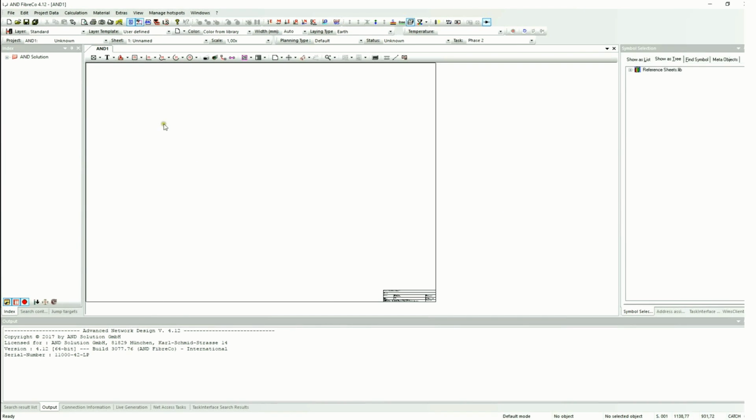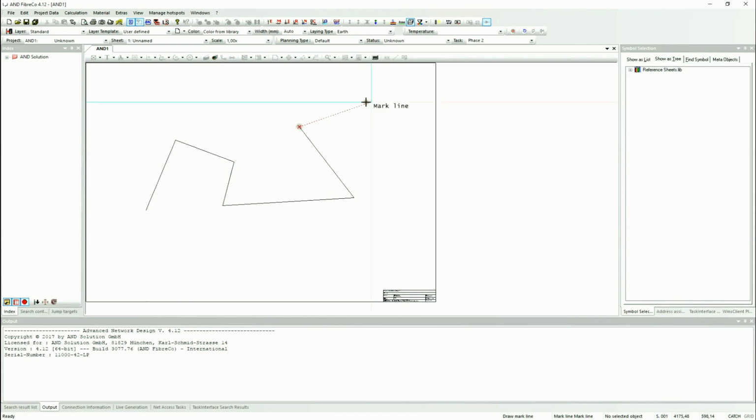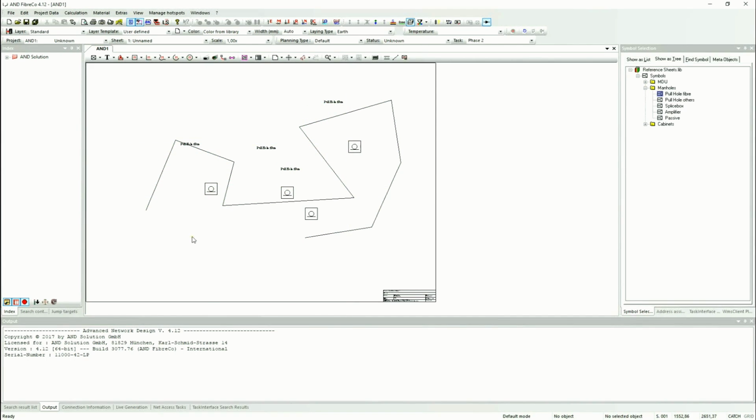How to handle blocks. At first we have to draw something, like this for example, and place some symbols. Like this for example. And now we can create blocks out of the symbols.